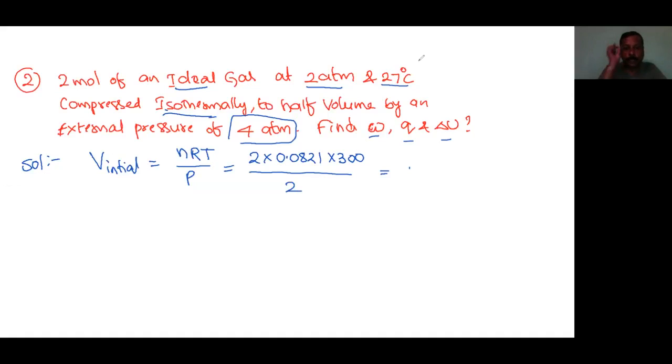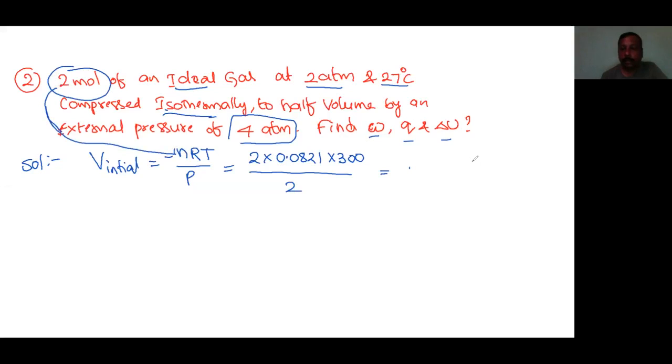Okay, see, I am explaining with complete detail. 2 moles of ideal gas, so I can use the ideal gas equation, PV is equal to nRT. V initial is equal to nRT by P. Here it is given 2 moles, so I can substitute 2 in place of n.